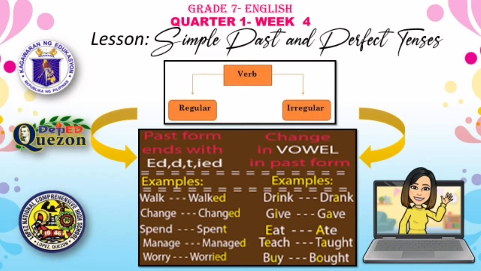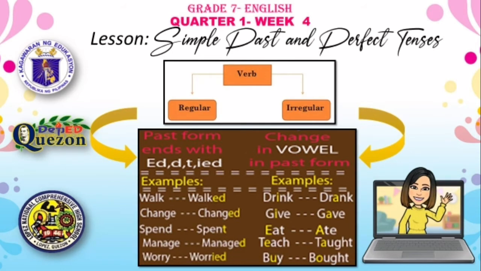Examples: the past form of walk is walked, just add ed. The past form of change is changed, just add d. The past form of spend is spent, change d to t. The past form of manage is managed, just add d. The past form of worry is worried, change y to i and add ed.